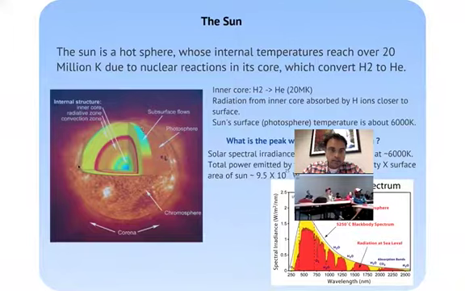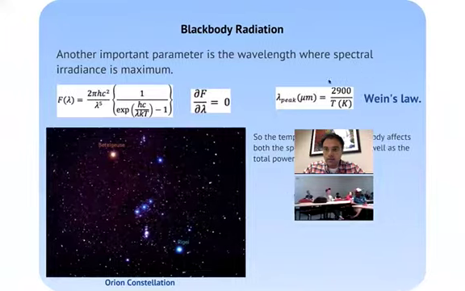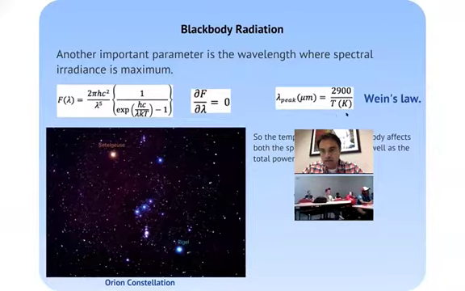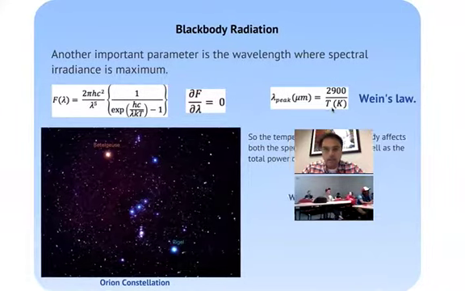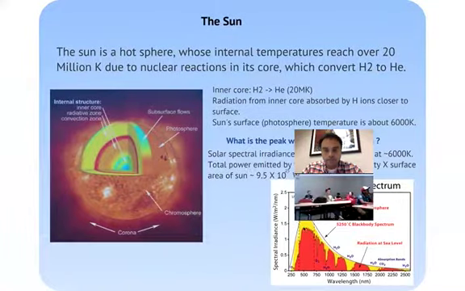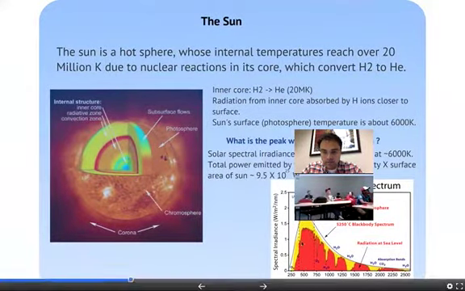So we can treat the sun essentially as a black body whose temperature is about 6,000 Kelvin. So what is the peak wavelength of radiation? We can simply apply Wien's law here. So 2,900 divided by 6,000. So it's about half, right? 2,900, let's say approximately 3,000 divided by 6,000 Kelvin. So 3,000 by 6,000 is half. So the peak wavelength is about half a micron. And that's approximately right. It's about there.